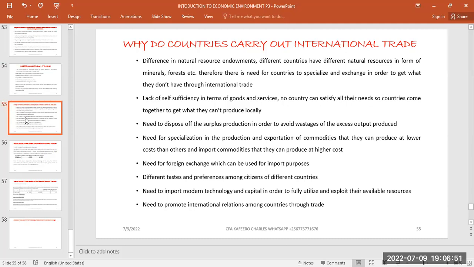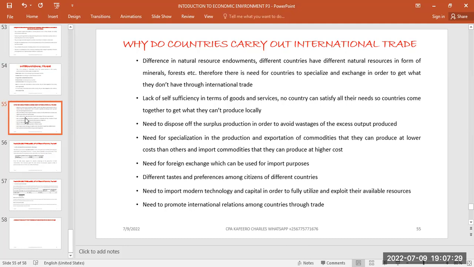Countries that don't have those resources, which are in a different country, can concentrate on producing what they can produce best, so that they can get what they can't produce. If they can produce certain items but only at a very high cost, then we should engage in international trade so that we are able to get those items at a much lower cost than producing them ourselves.